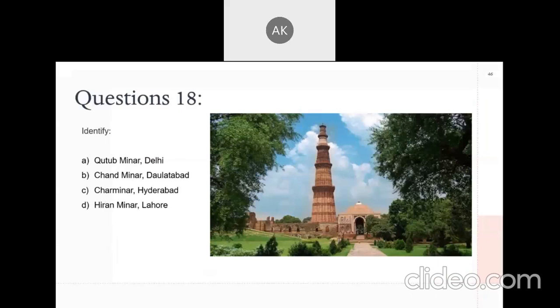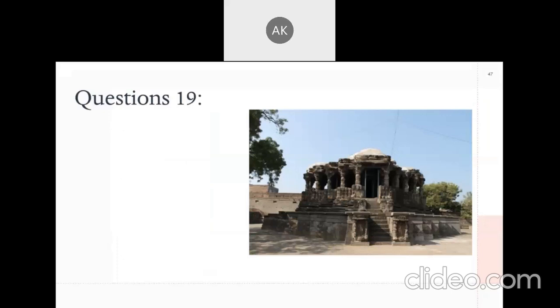So this one, the options are very easy. The Qutub Minar of Delhi, Chand Minar, Daulatabad, Char Minar, Hyderabad, or Hiran Minar. So we have gone through these questions. This is the Qutub Minar, and we have again seen the Chand Minar of Daulatabad, Char Minar of Hyderabad, and Hiran Minar of Lahore. So question number 19. What is this?